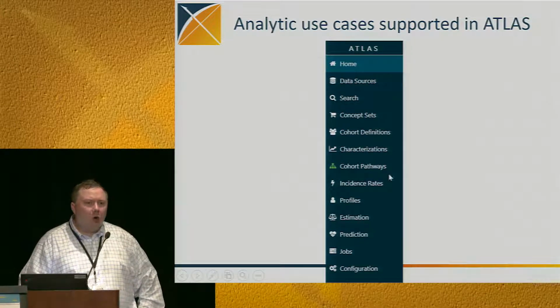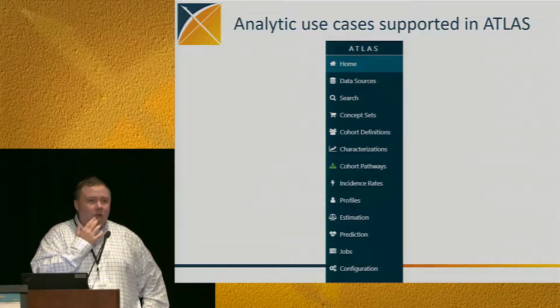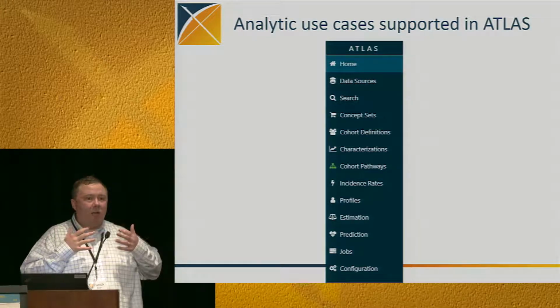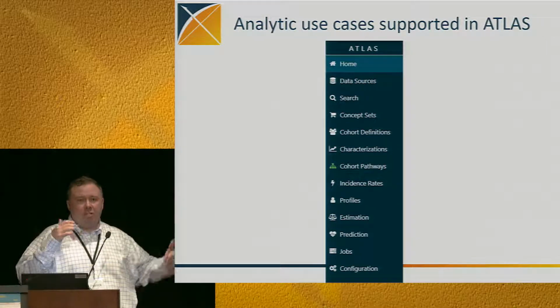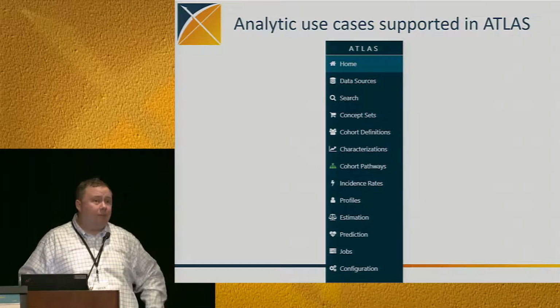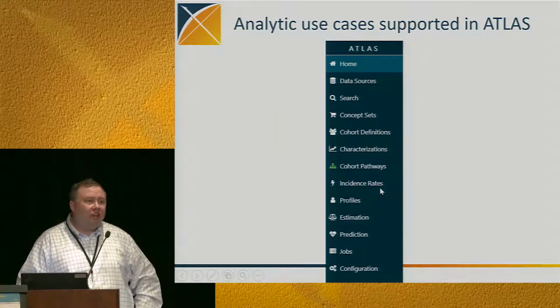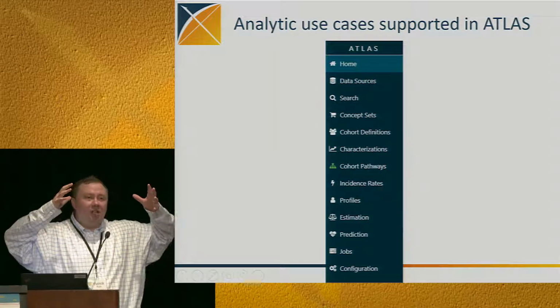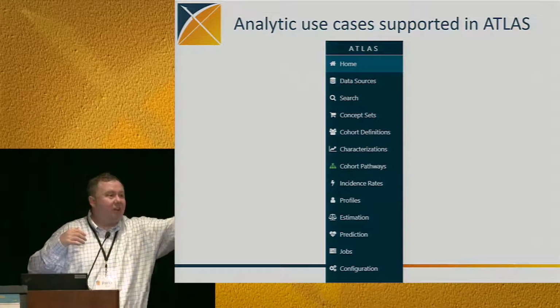We have a tool called Cohort Pathways. This is newly released for this year's symposium. For anybody who happened to have read the OHDSI paper about treatment pathways, we had this idea that we would like to be able to explore the sequence of treatments for any given disease, and now we have an analytic capability to introduce that. We have a tool for incidence rate. So given a population, you'd like to know what proportion of those populations go on to have some secondary outcome.